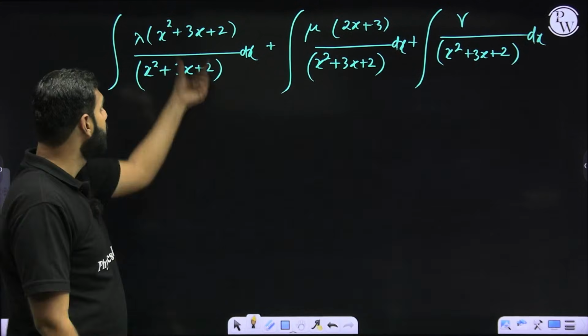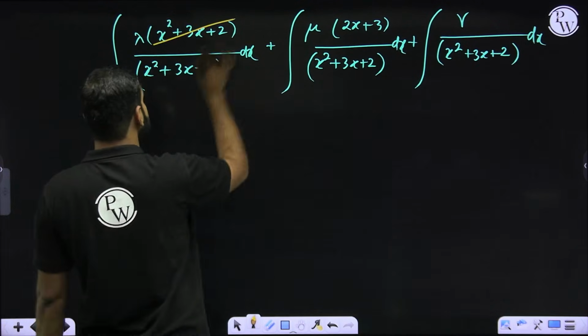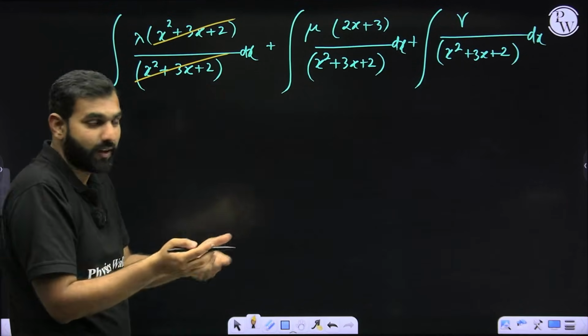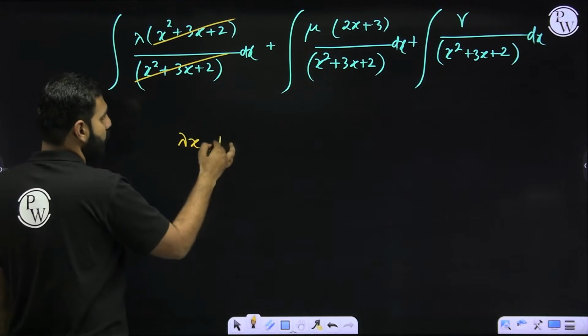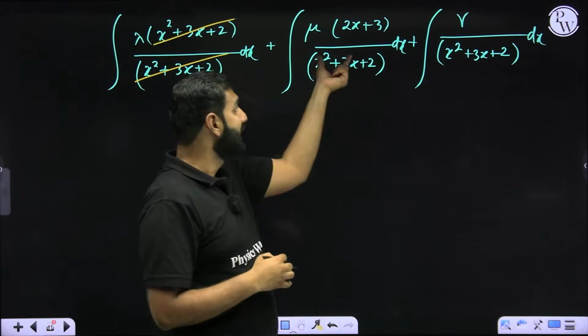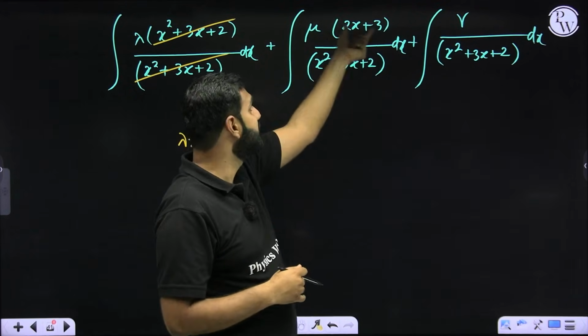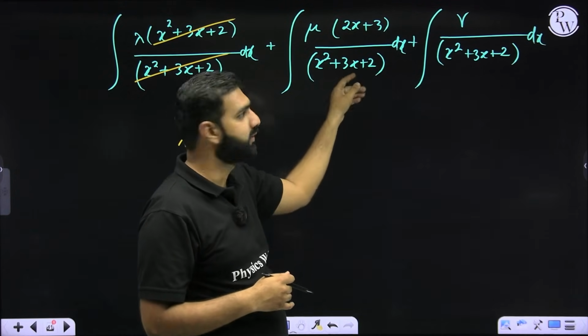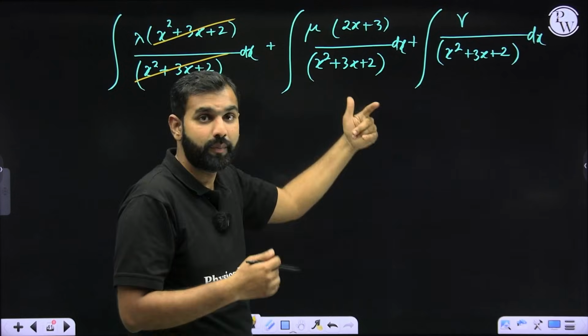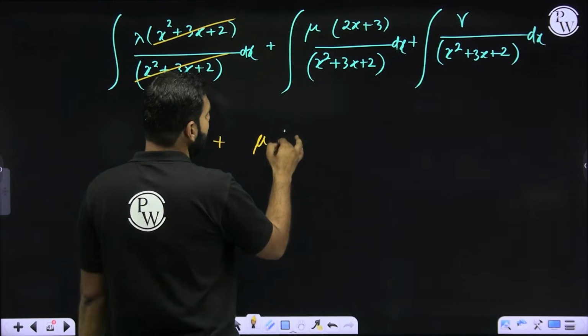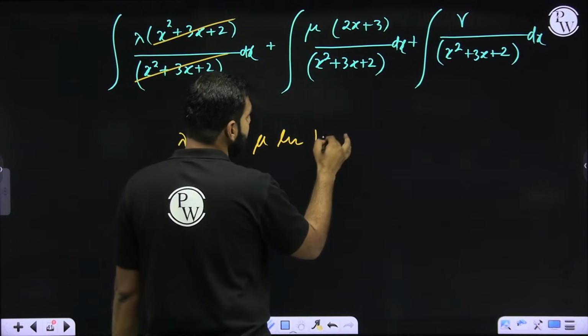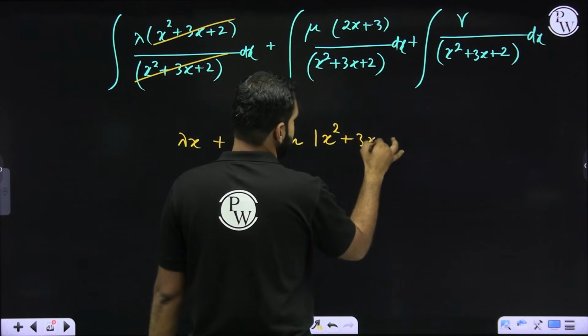Because this entire expression gets cancelled by this. So this is lambda, basically constant. So it is going to be lambda x. I hope there is no confusion on that. Here, if I assume this as t, this is dt, because it is the derivative of this. So this is 1 upon t, which gives ln t. So this is going to be mu ln t. What is t? t is basically x square plus 3x plus 2.